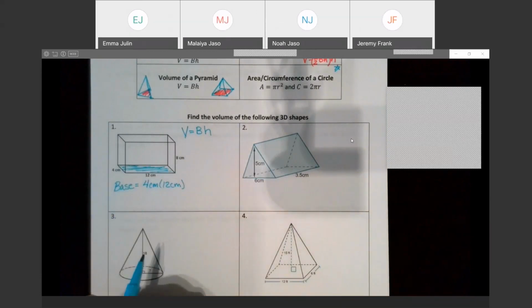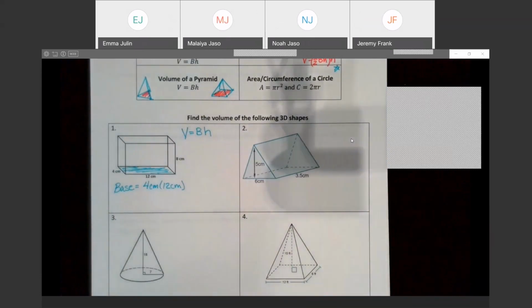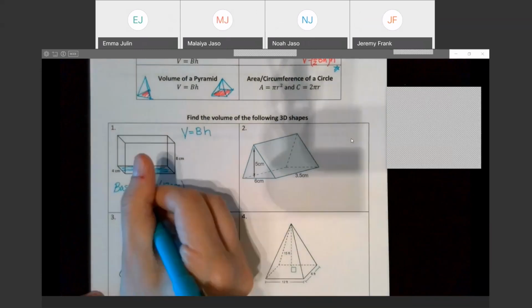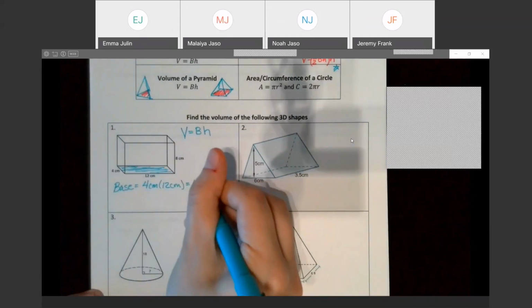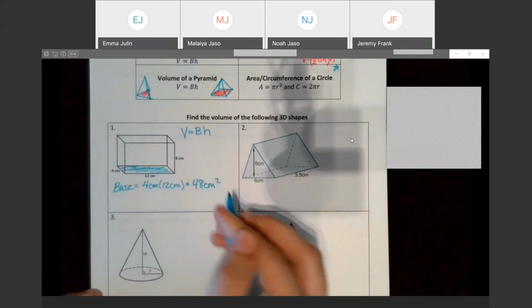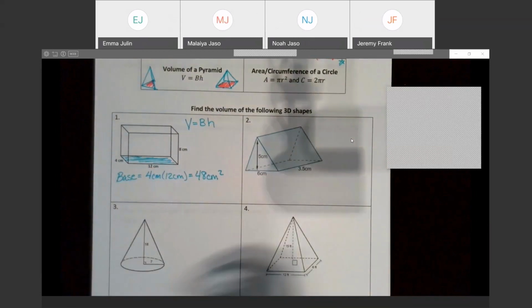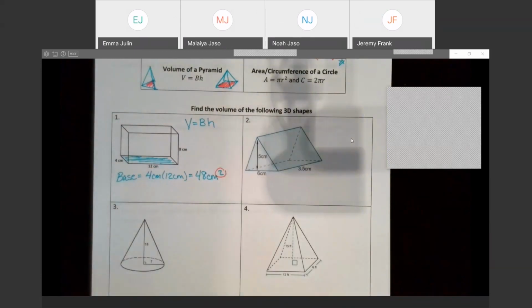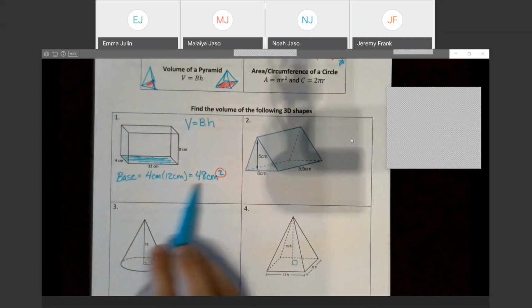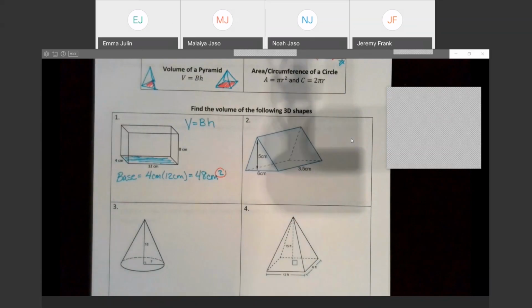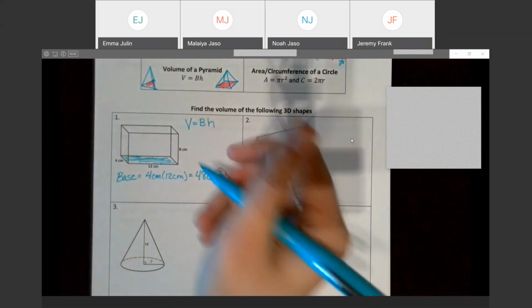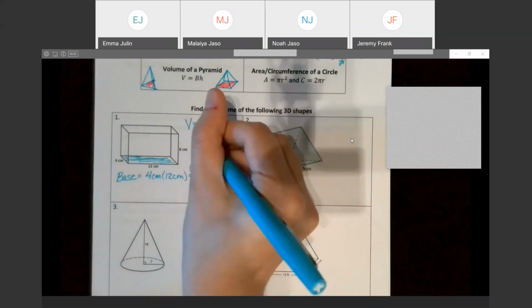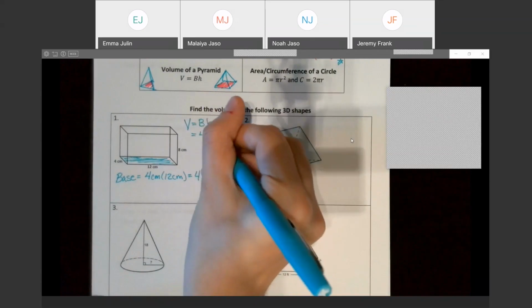And if I plug that in, 4 centimeters times 12 centimeters, you get 48 centimeters squared. And that right there is key. You want to make sure you include that square, because that's what helps us build up to the volume. So now all we have to do is plug in our base that we found into our original volume formula. So right now you have the volume is equal to 48 centimeters squared.